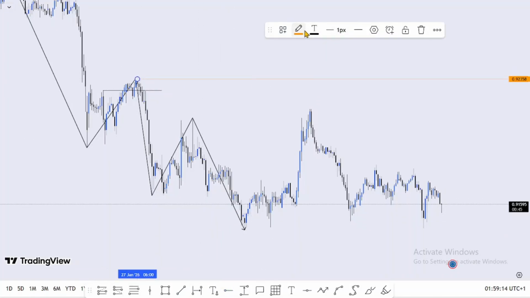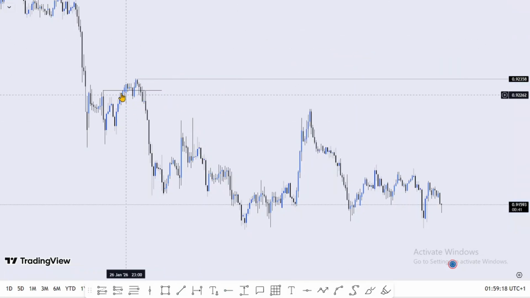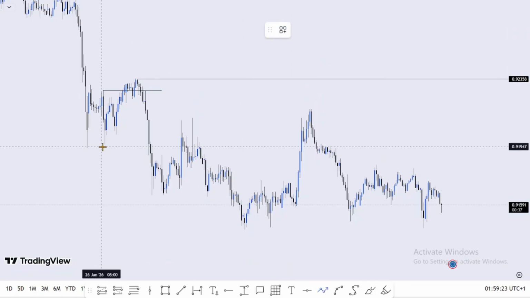This is not yet our protected high. We still need other confluence, but we want to first mark out this thing. So this is actually our inducement liquidity. Why? Because price swept liquidity.